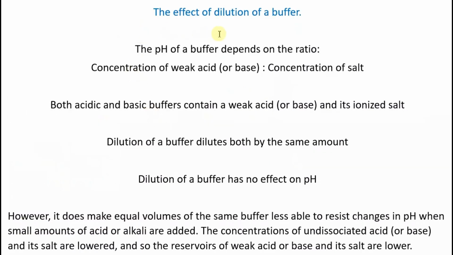Finally, the effective dilution of a buffer. The pH of a buffer depends on the ratio of the concentration of the weak acid or base and the concentration of its salt. Both acidic and basic buffers contain a weak acid or base and its ionized salt. Dilution of a buffer dilutes both by the same amount. That's the key. Dilution of a buffer dilutes both by the same amount. And so, dilution of a buffer has no effect on pH.